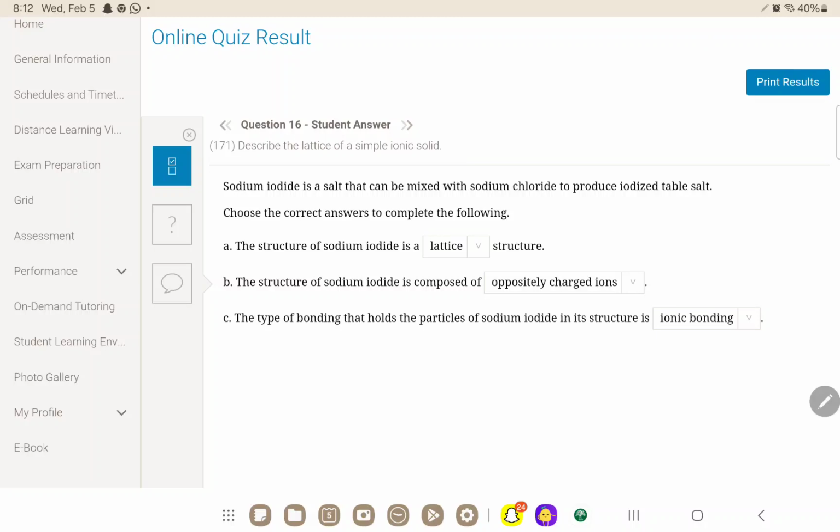Now, sodium iodide is a salt that can be mixed with sodium chloride to produce iodized table salt. So sodium iodide has a lattice structure, of course, since it's ionic. It's composed of oppositely charged ions, held by ionic bonds. We can figure out why, because it's ionic.